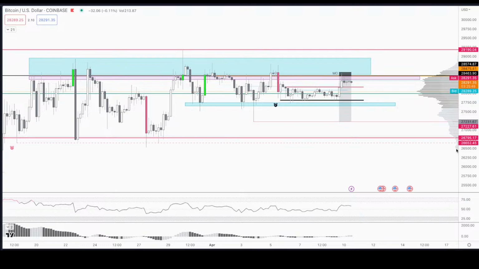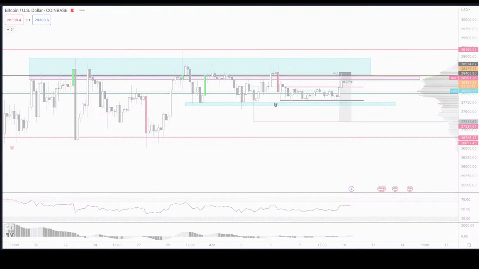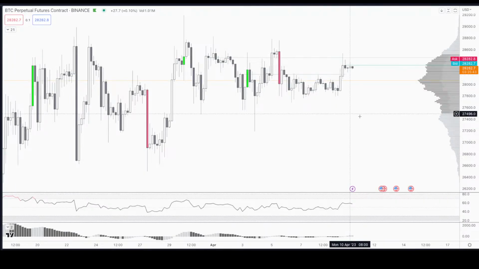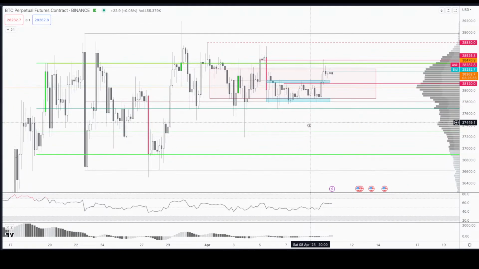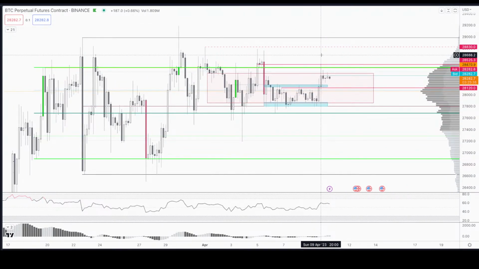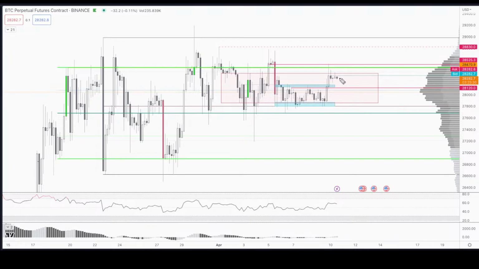And the thing is, let me find the other chart. It's still inside the monthly value. So this pink box is the monthly value. Whenever it tried to push out, it just smashed back in. So until it moves away from this area, I can't say otherwise, because this looks like a failed auction. This was a failed auction. It goes to the other side of the value. It's a failed auction. It goes to the other side. Failed auction.